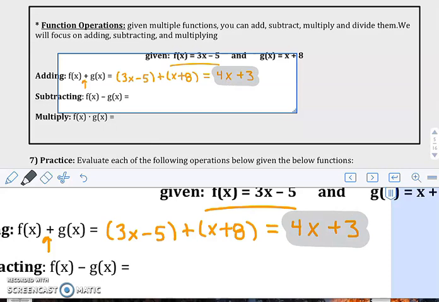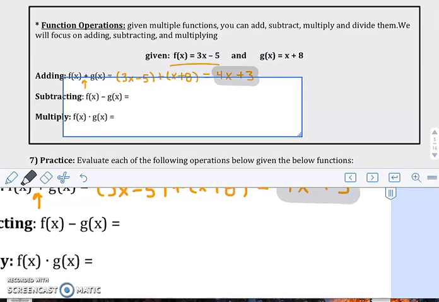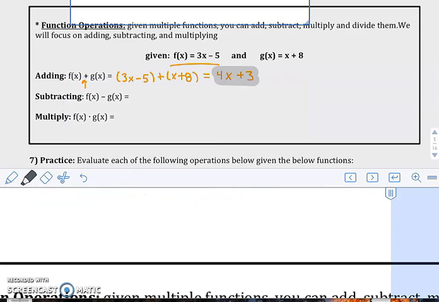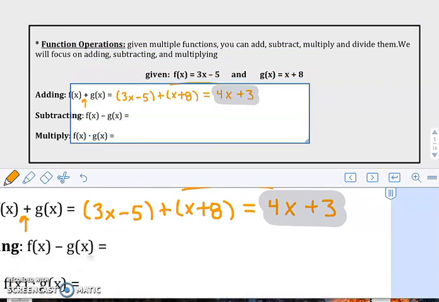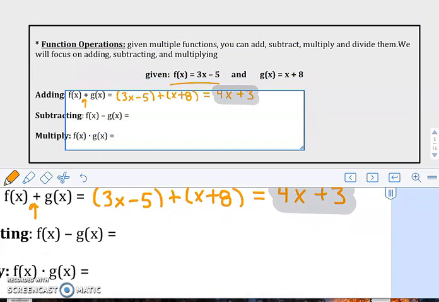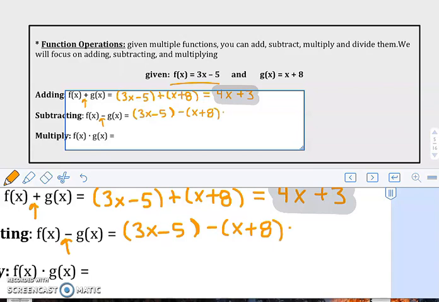And that's all. So now let's look at subtracting. The same idea. You just subtract them, and it doesn't matter which one you start with. You're going to start with the f, so you'll start with 3x minus 5 again, but it's now going to be subtraction. So minus x plus 8. Same thing, it's just instead of adding like terms, you subtract like terms.